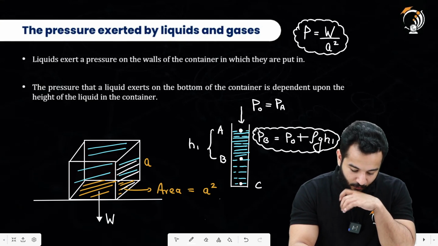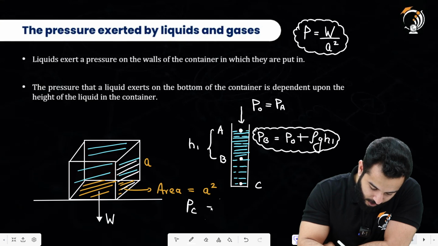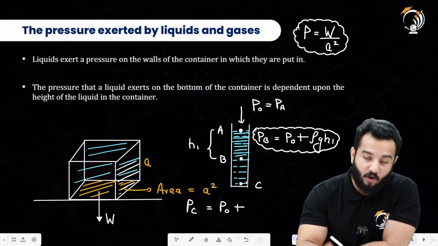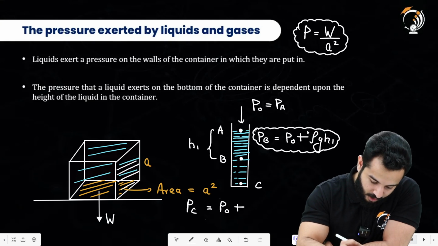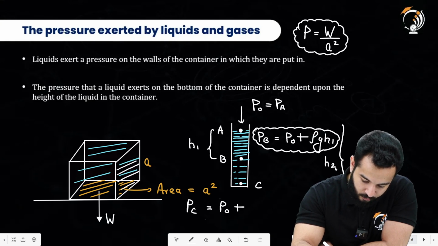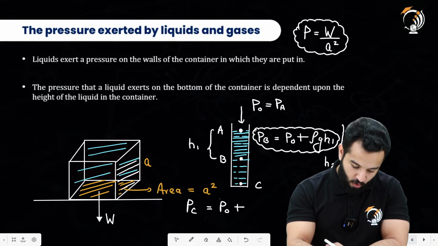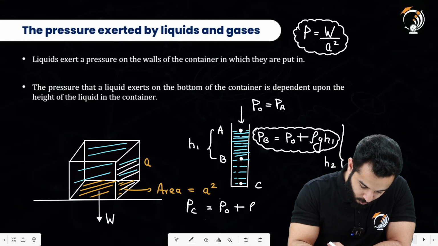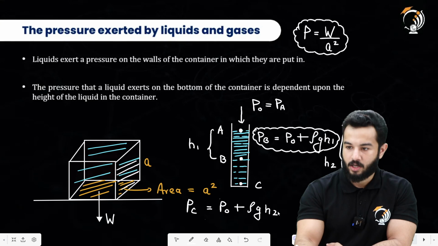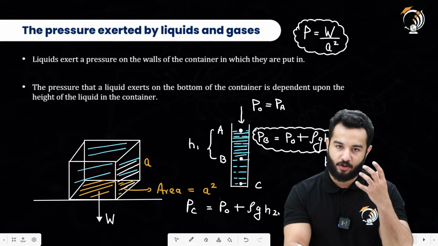When we talk about point C, we obviously have atmospheric pressure, plus the pressure exerted by this entire height of liquid. Let's say that height is H2. I'll write it somewhere over here. Hopefully you can see this. This particular height is H2. So I'm going to write P naught plus rho GH2. That's how a liquid exerts pressure on a container.